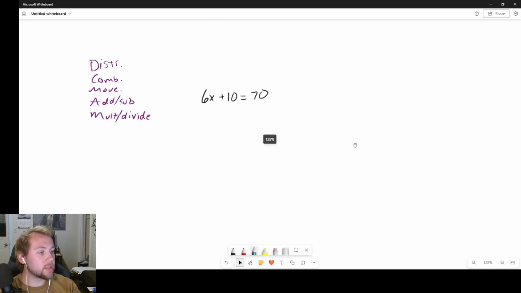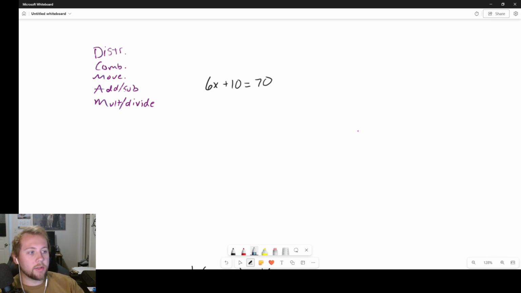So on this two-step equation, all we have to do, no distribution, no combining like terms, no moving the variable, so I need to add or subtract. So I'm going to subtract that 10 on both sides. We're doing this to get that 6x closer to being all by itself. And now I have 6x is equal to 60. Now I just divide both sides by 6. And I get x is equal to 10. Make sure not to forget your variable in your answer.